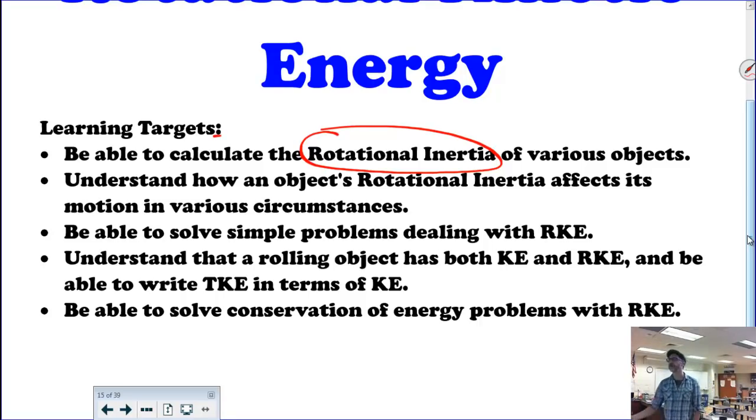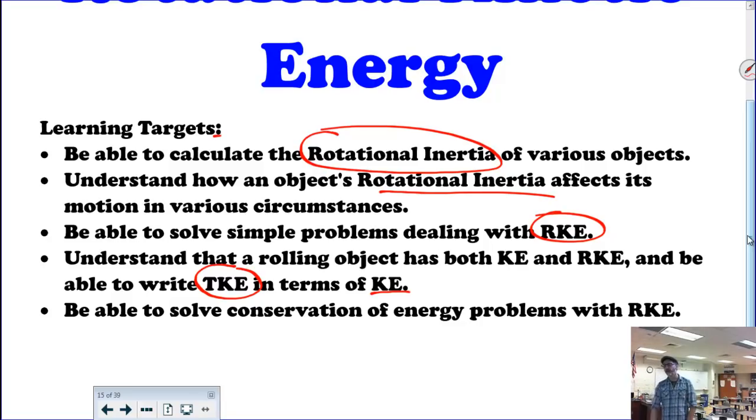You should understand how that rotational inertia affects the motion of objects in different circumstances. You ought to be able to solve simple problems dealing with the point of this video, which is what's called rotational kinetic energy. Okay, you should understand that a rolling object has both kinetic energy and rotational kinetic energy, and we'll learn how to write the total kinetic energy, which is the sum of kinetic and rotational kinetic energy, in terms of the kinetic energy.